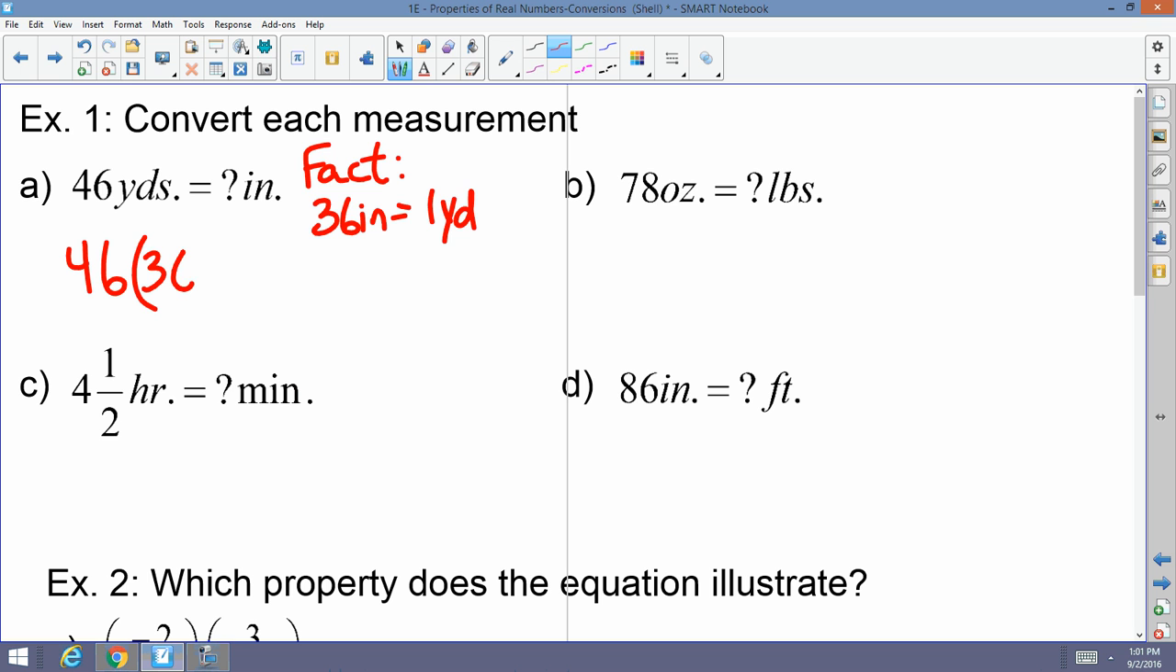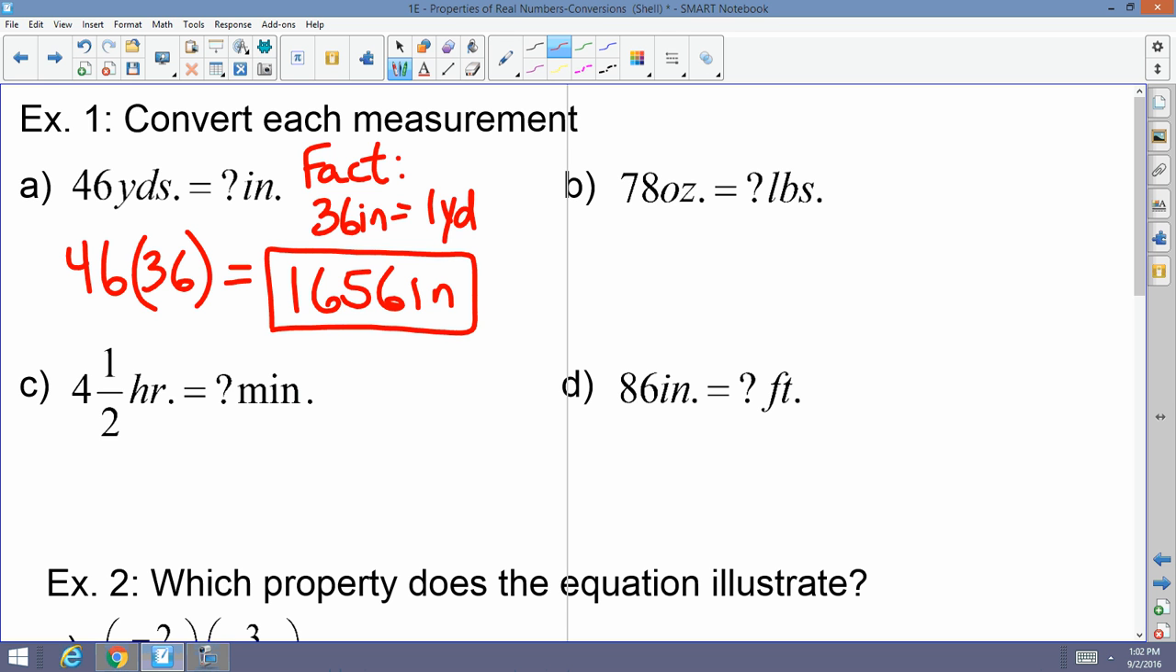So I have 46 yards, and there's 36 inches in each yard. So I'm going to multiply because I'm going from large to small, and 46 times 36 will be 1,656 inches. So again, I apologize about my mistake. That was my bad, and I should pay attention. I'm going from 46 yards to inches. I'm going from large to small, so I must multiply.